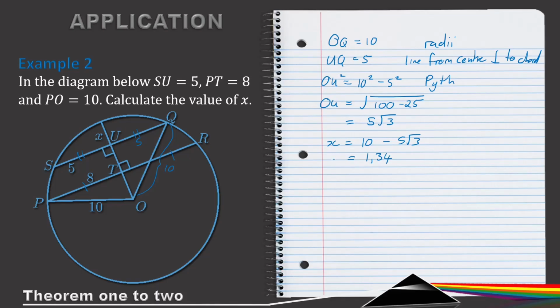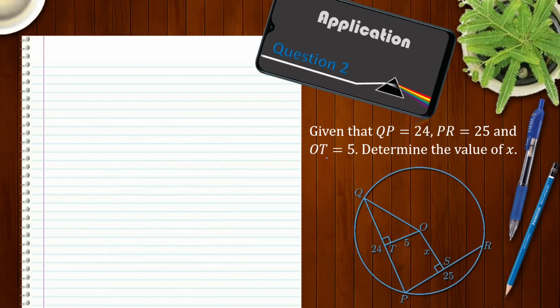Then for the last question, for question 2, given that QP is 24 and PR is 25 and OT is 5, determine the value of X, and X is this OS. So let's just talk through this again. We only have this chord's length, and we want to work our way up to here. And again, the connection between the two is the radius, all right? Because if I can find OQ, that is the radius, I can also find OR, which is the radius, and then solve for X with Pythagoras, all right?